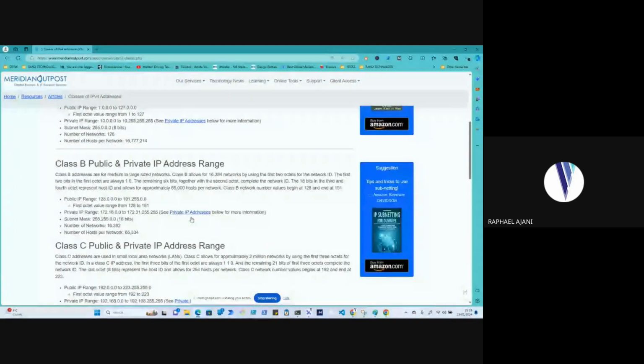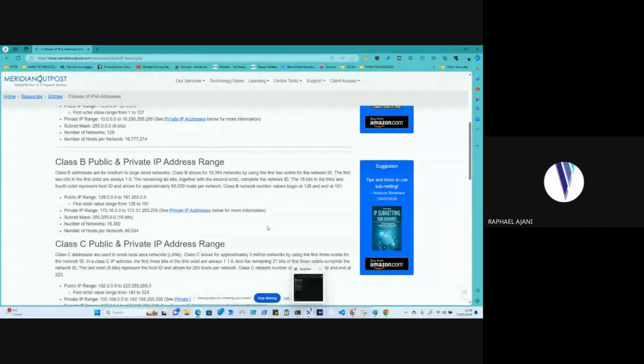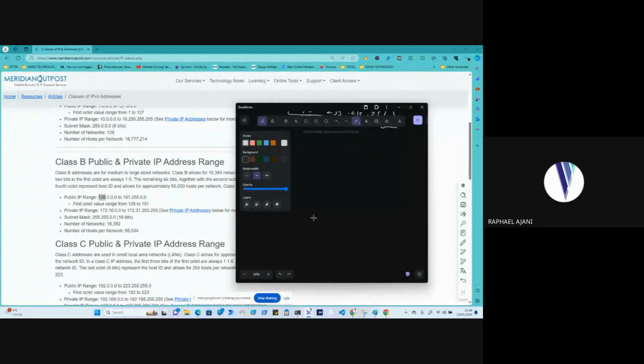Now, if we scroll down to class B, remember that class A stopped at 127. For class B, it will start at 128. Then it will also progress from 128.0.0.0, it will keep incrementing, up until you get to the end of the range.